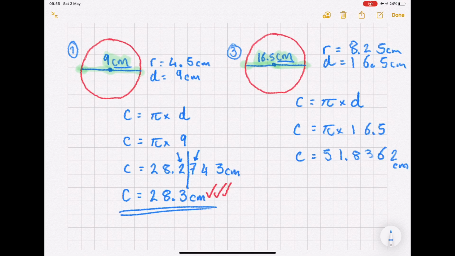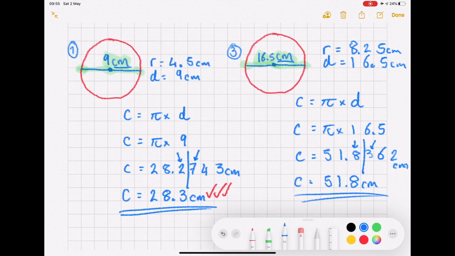Let's take this to one decimal place. So we cut it off there. See if that's 5 or larger. It isn't, so that one stays the same. So our final circumference length to one decimal place is 51.8 centimetres. And that's our final answer.